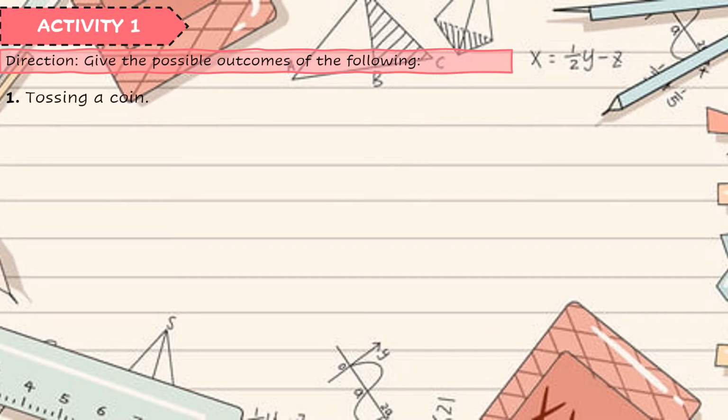For number 1, tossing a coin. Ayan. So, kung may coin ako, pwedeng piso, 5 peso, 25 cents. Ayan, 10 pesos. 10 peso coin, tulad ng nakikita ninyo sa screen. Ano yung mga possible outcomes? And the answer is head or tail.